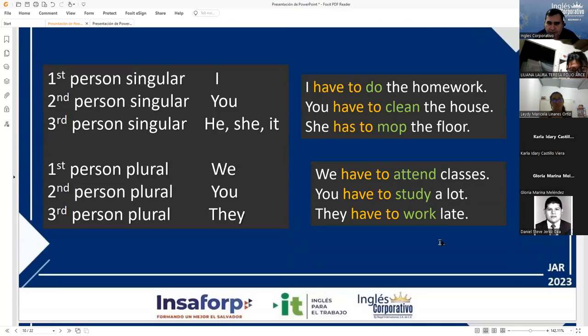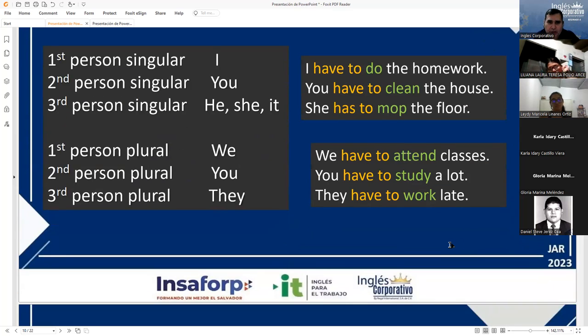Examples of obligation. Okay, how do we conjugate it? First, for I, you, we, they, we use have. I have to do the homework. You have to clean the house. She has to mop the floor.